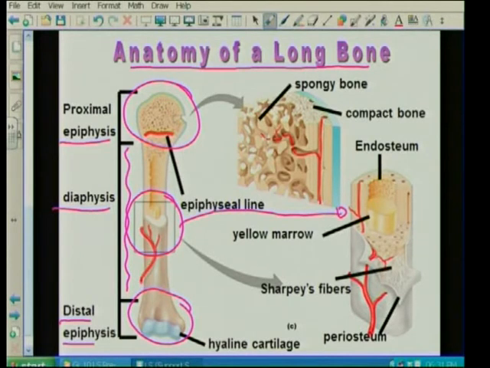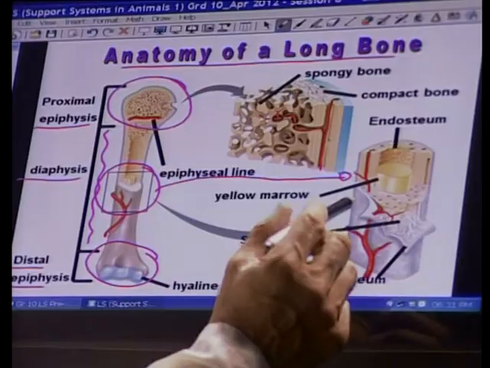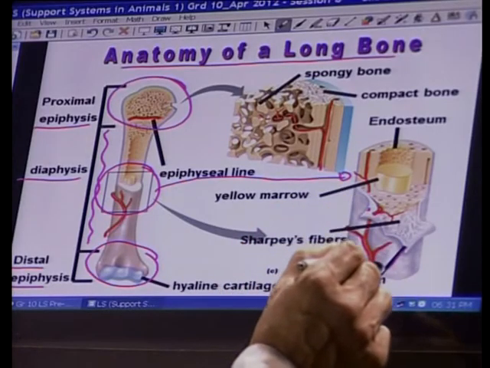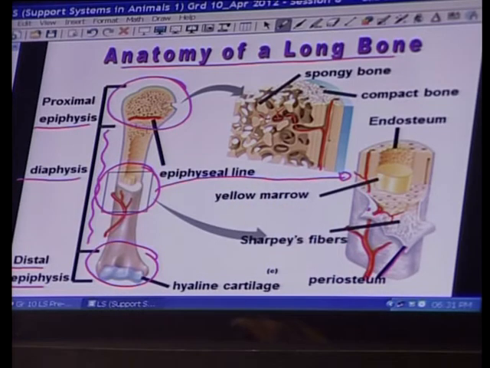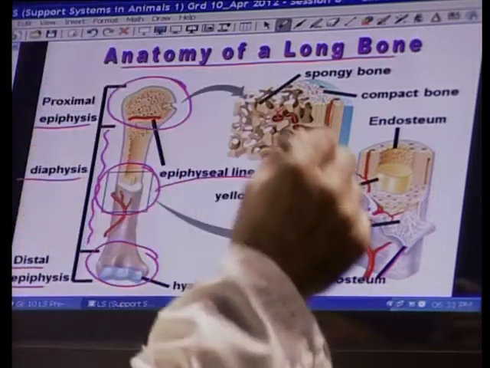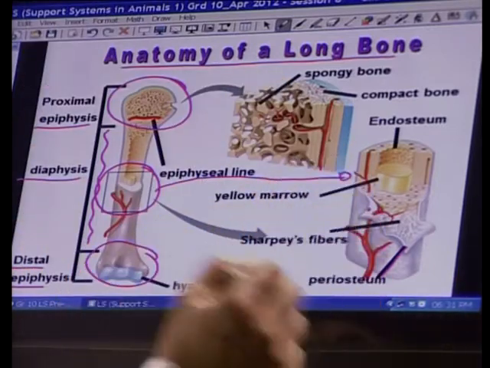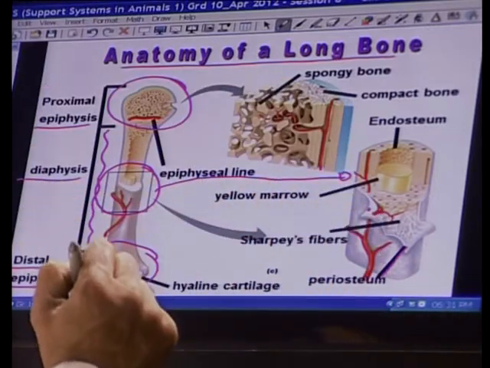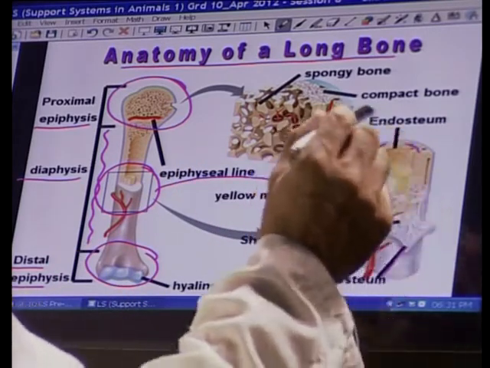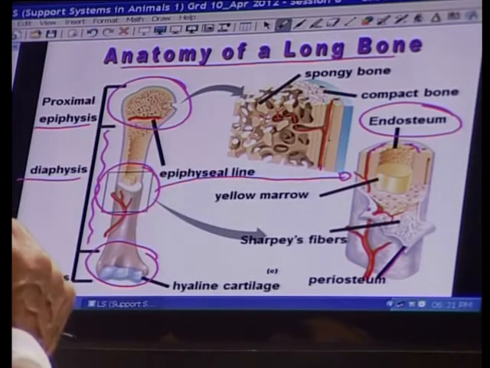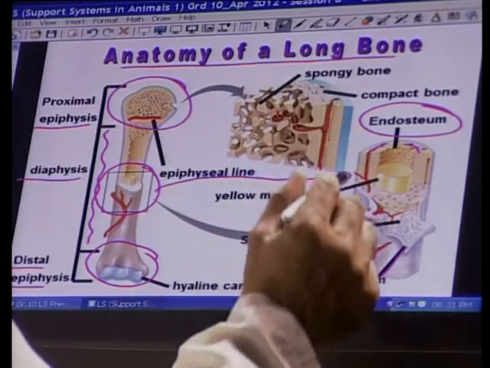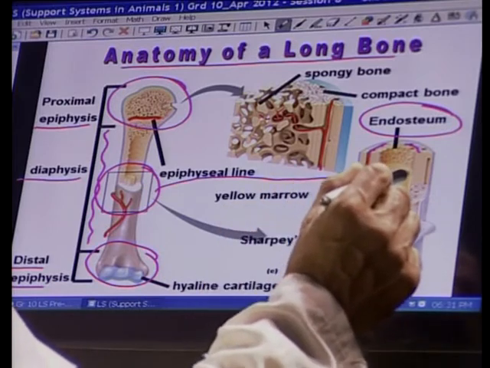On the outside, here's the white on the outside, is known as the periosteum. It's made up of thick, hard connective tissue that covers and protects the bone. If we peel away the periosteum, we'll find a thicker layer of endosteum. And running inside this endosteum is the yellow bone marrow.